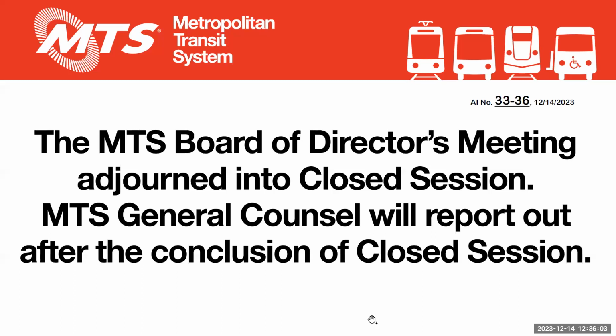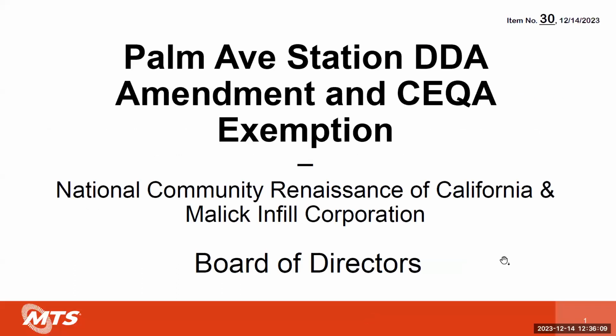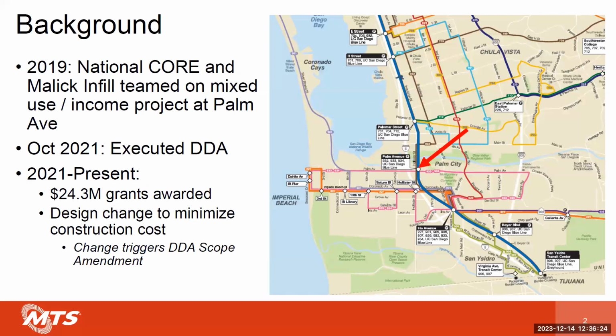Okay. Thank you. Let's move to our final item on the regular agenda, and that is item 30, the Palm Avenue Trolley Station Transit-Oriented Development. Karen Landers and Sean Myatt will present this item. Okay, so this item relates to a transit-oriented development that the board has already approved with National Core and Malik Infill. It's a large, several-phase development that the board approved in October of 2021. It has, over the last 2 years, already received $24.3 million in grant awards.